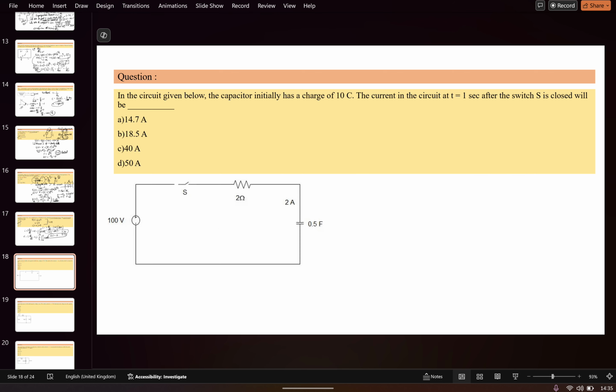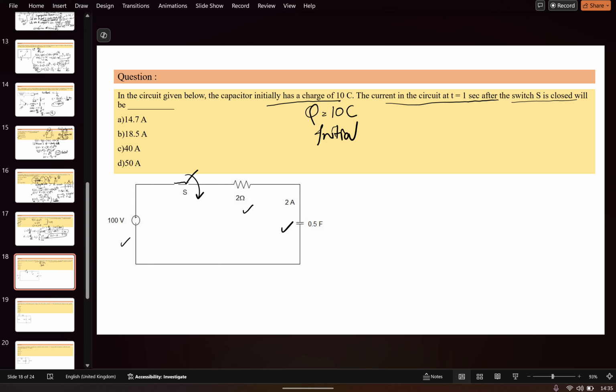In the next question, it is asking that the capacitor initially has a charge of 10 coulomb, that is Q is equal to 10 C. The current in the circuit at t is equal to 1 second after the switch S is closed will be. Okay, so here if you see, the RC circuit is there and one voltage source is given. And it is asking for the current at t equal to 1 second after the switch is closed.